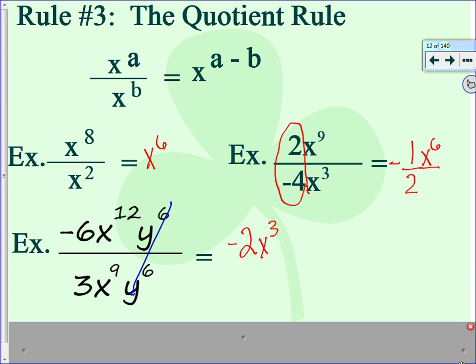Questions on that? And you'll hear me sometimes say x squared is x to the 2nd, x cubed is x to the 3rd. Because a square has 2 dimensions and a cube has 3 dimensions. That's where those terms come from. So there's our quotient rule. Quotient means dividing.